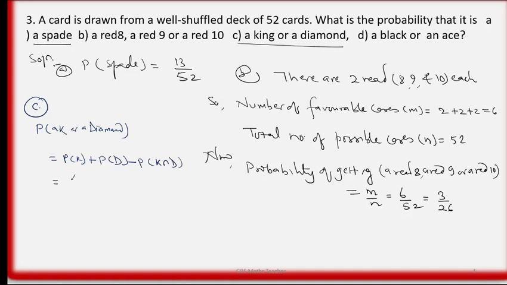How many kings are there? Probability 4 by 52. How many diamonds are there? 13 by 52, minus the king of diamonds, how many? 1 by 52. By simplification we can find 13 plus 4 is 17, minus 1 is 16, by 52, that is 4 by 13. Or directly you can find a king or diamond is in 16 cases, and you can do this problem. That can be done.